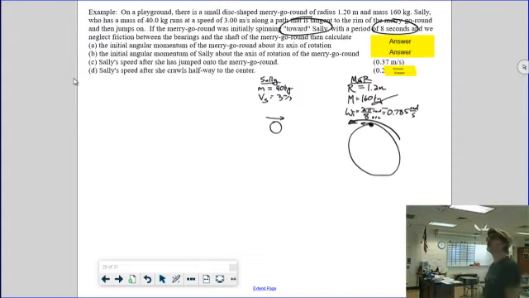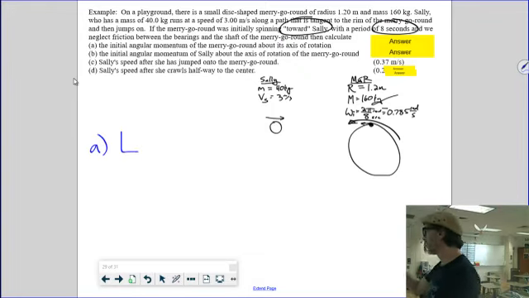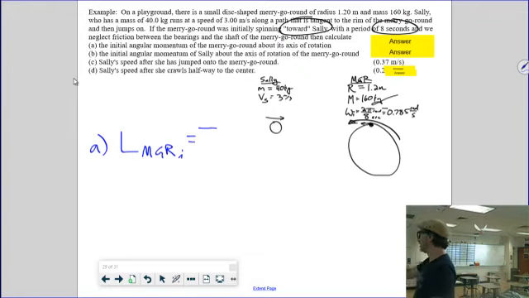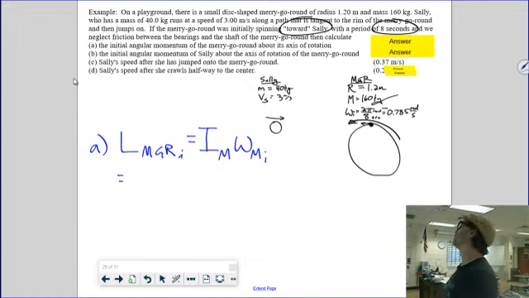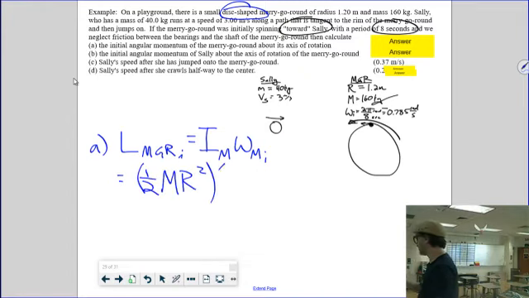Question A says, what is the initial angular momentum of the merry-go-round about its axis of rotation? That's just the rotational inertia of the merry-go-round times the angular velocity of the merry-go-round initially. The merry-go-round is a disk, so its rotational inertia is 1/2 times the mass of the merry-go-round times R squared, times the initial angular velocity of the merry-go-round.